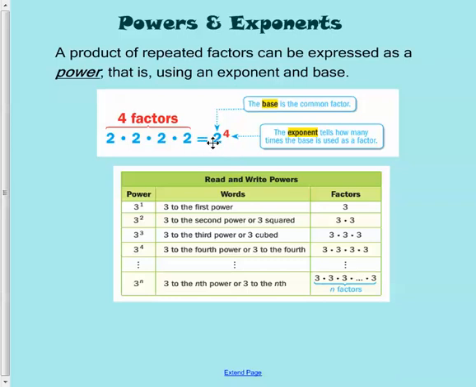The base is the factor. That's the number that we're multiplying by itself. The exponent tells you how many times to do that. So, for example, 3 to the first power is 3. 3 to the second power is 3 squared, or 3 times 3. 3 to the third power, or 3 cubed, is 3 times itself 3 times, and so on and so forth. So if you write 3 to the nth power, that means 3 times itself n amount of factors.